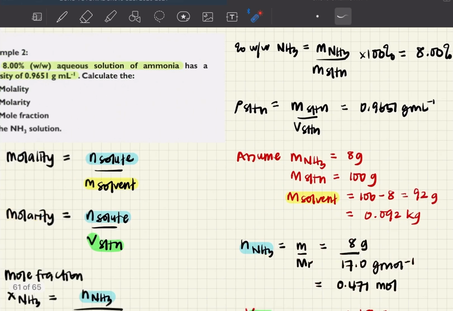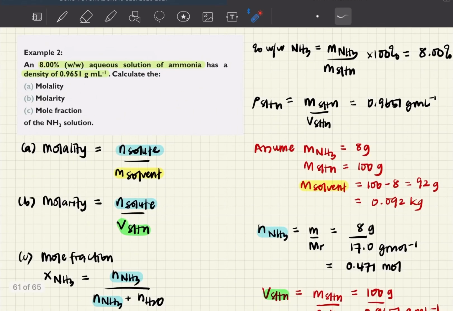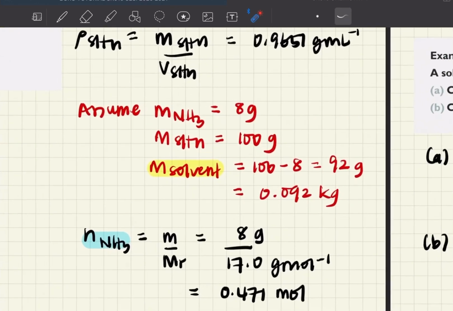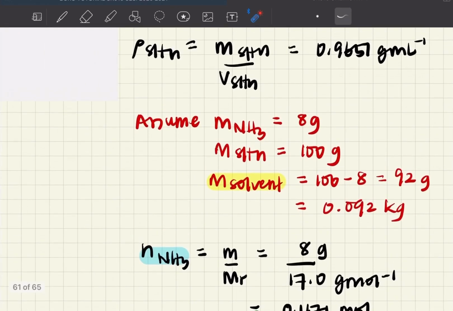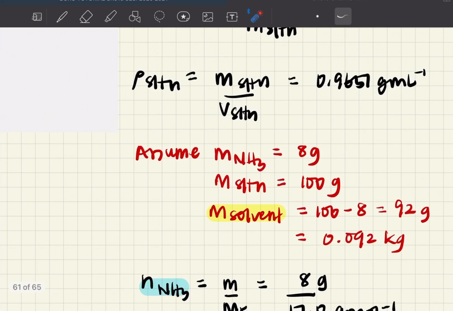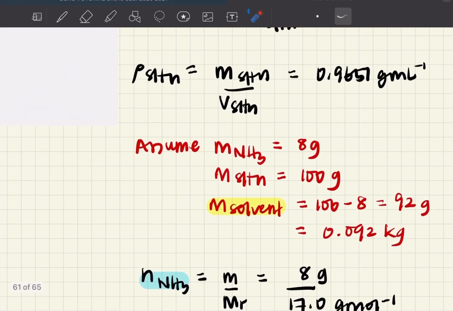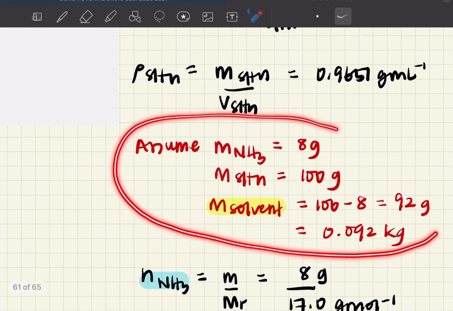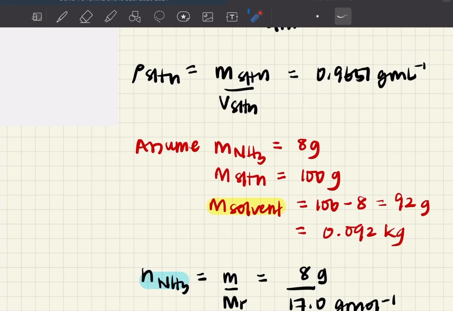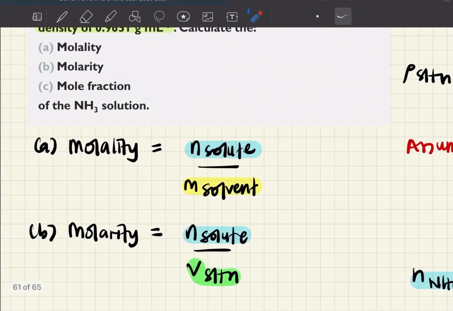Right, so how about the mole of solute, or mole of NH3? Since we already assumed the mass of NH3 is 8 grams, we can easily find the mole of NH3. So now we have the mole of NH3. Okay, so the key to this question is assumption. Alright, so plug in your values and you will get the molality of the solution.